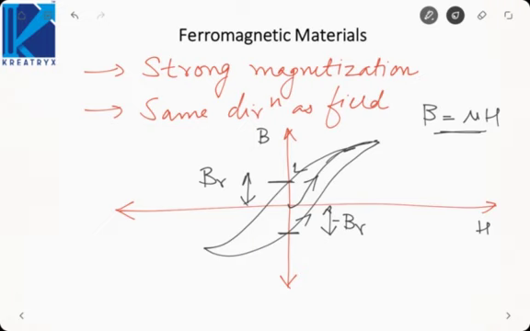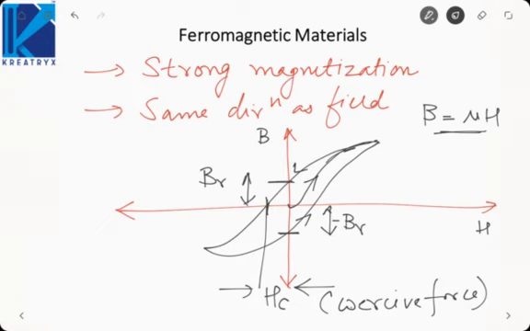And if you wish to reduce the magnetic flux density to 0, you have to apply this much H. It is called Hc, or the coercive force. Coercive force is nothing but the magnetic field required to be applied to make the magnetic flux density 0 in a ferromagnetic material. Again I am repeating, it is the amount of magnetic field intensity required to make the magnetic flux density 0. So these are the characteristics of a ferromagnetic material, and these are the materials that are strongly magnetized in the presence of a magnetic field.